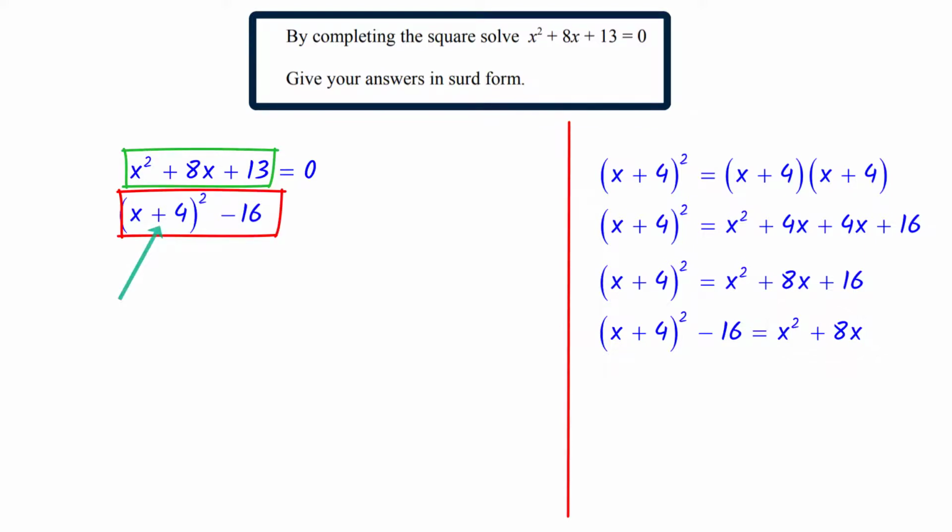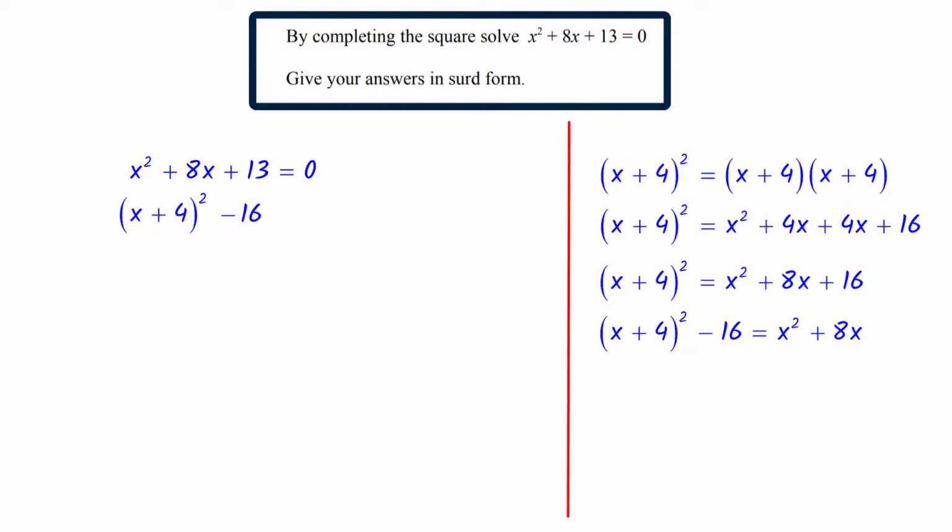The difference is we now have a linear expression squared instead of a quadratic expression, which is going to be easier to solve. A linear expression is where the highest power of x is 1, whereas a quadratic expression is where the highest power is 2. So we are now in a position to solve this equation.